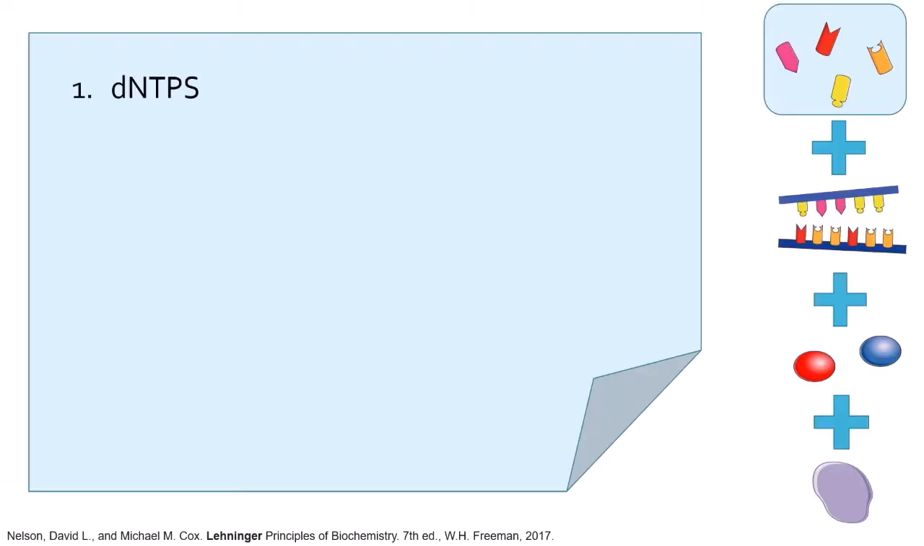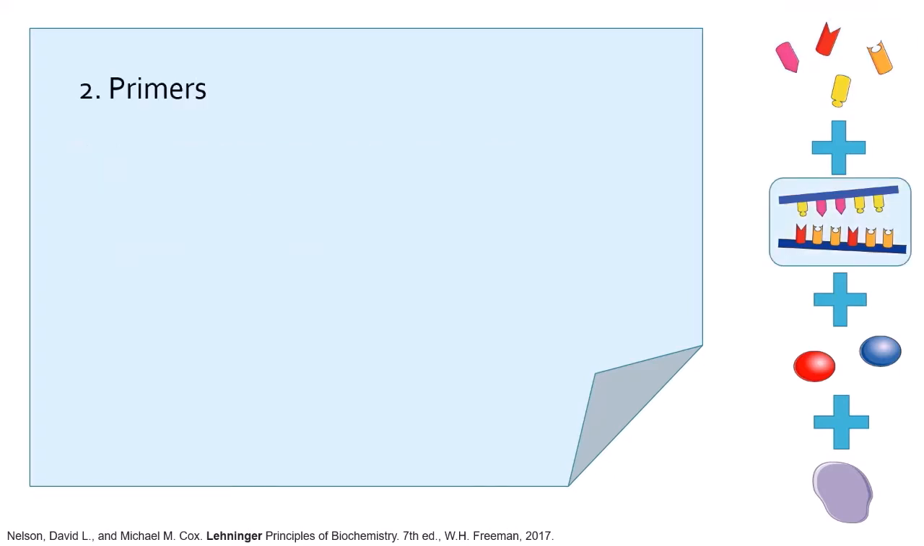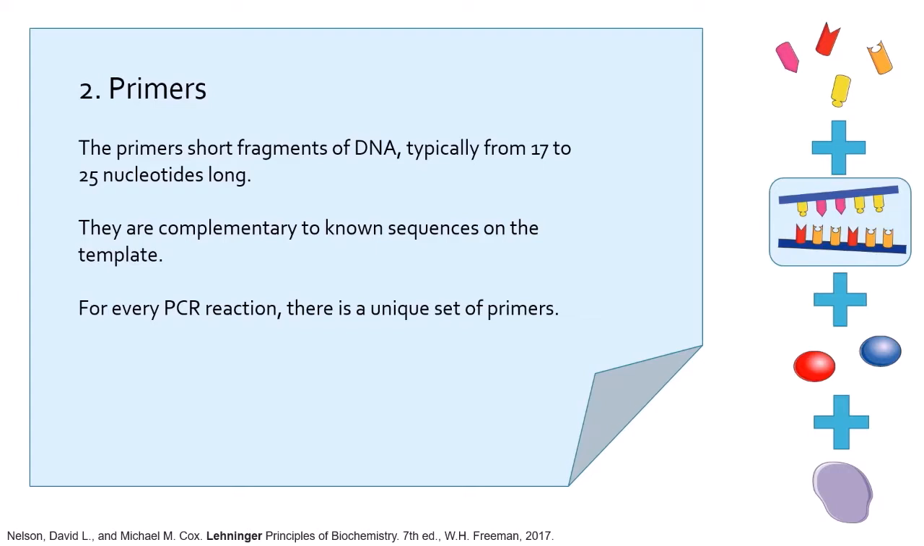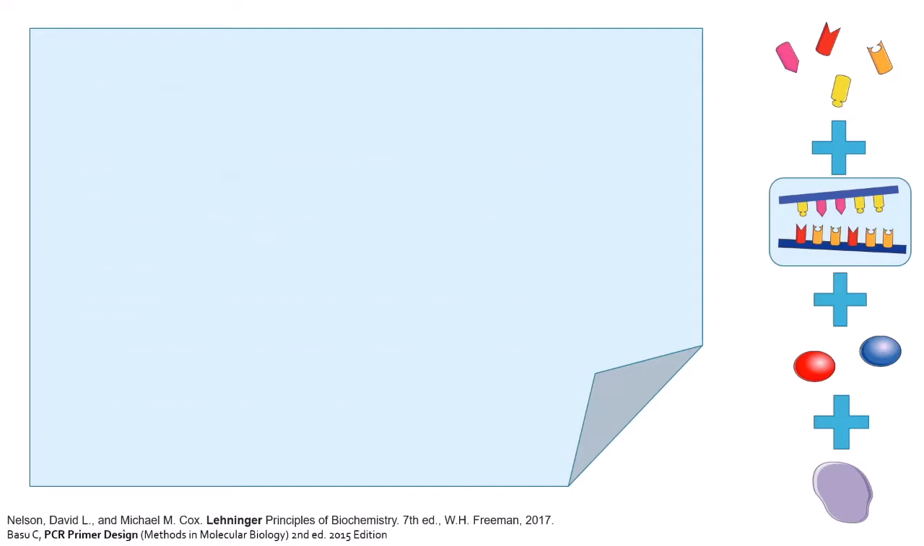The dNTPs basically are deoxyribonucleoside triphosphates, which act as a substrate for the PCR reaction. The primers are short fragments of DNA, typically 17 to 25 nucleotides long. They are complementary to the sequence on the template, that is your gene of interest or target DNA. For every PCR reaction, there has to be a unique set of primers. Therefore, primer designing becomes the most crucial parameter for a successful PCR run.